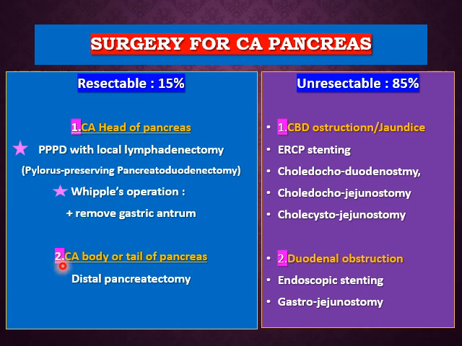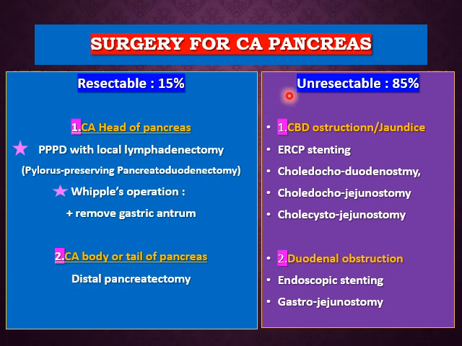The second group of conditions, which has fewer patients, is when the CA is involving the body or tail of the pancreas. So in these patients, the operation that is preferred is distal pancreatectomy.